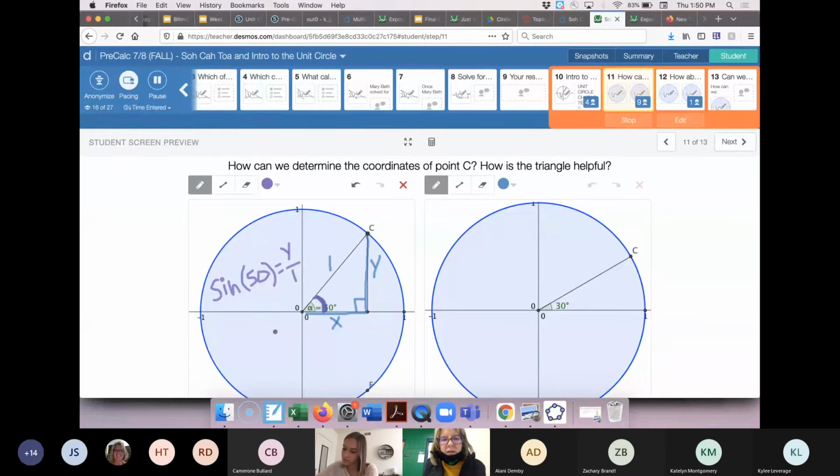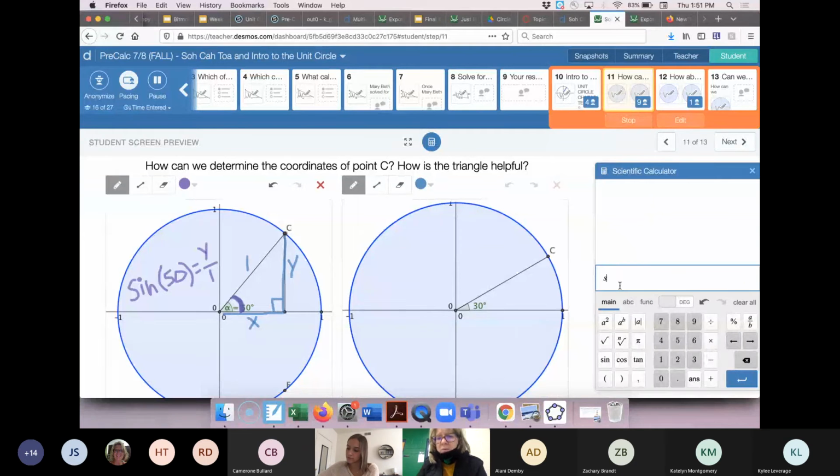All right, this is great. The hypotenuse is 1. That is so nice, so handy. Y divided by 1 is just y. So y over 1 makes that calculation easy. So I can just say y is going to be the sine of 50. So I'm just going to type sine of 50. It's 0.766. So this is 0.766.